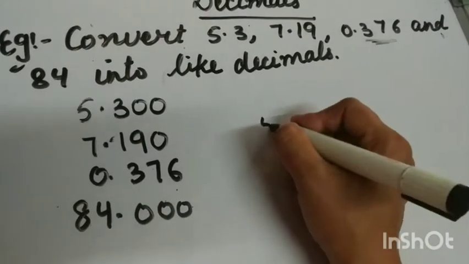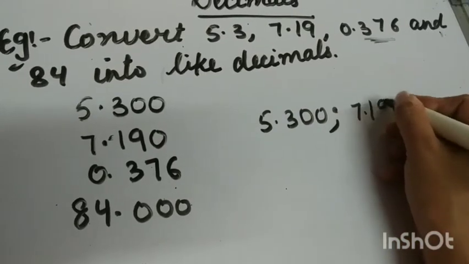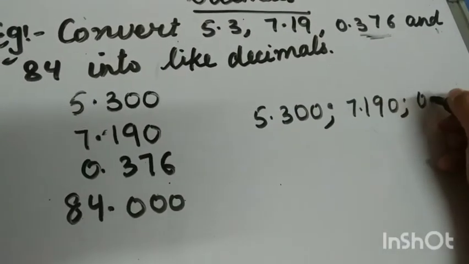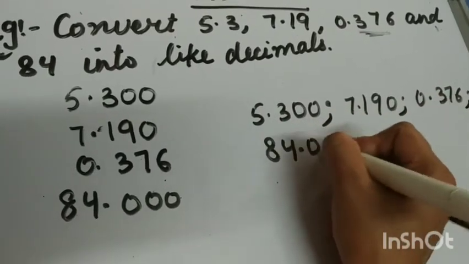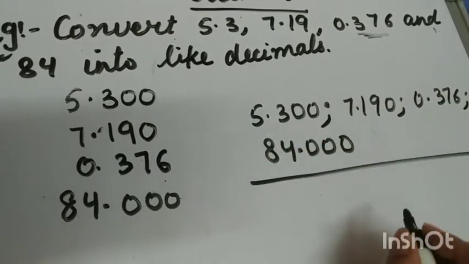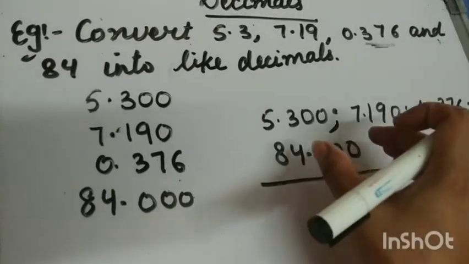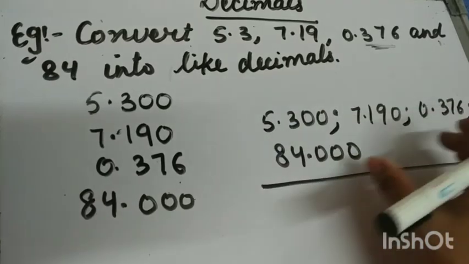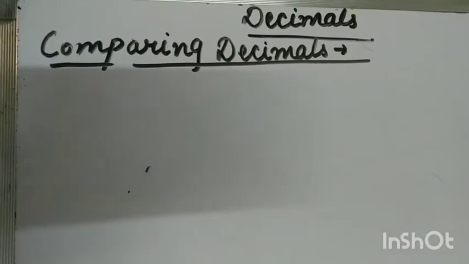Now this becomes 5.300, 7.190, 0.376, 84.000. All these are like decimals, because the number of digits after the decimal in all these numbers is the same. Now next is comparing decimals.